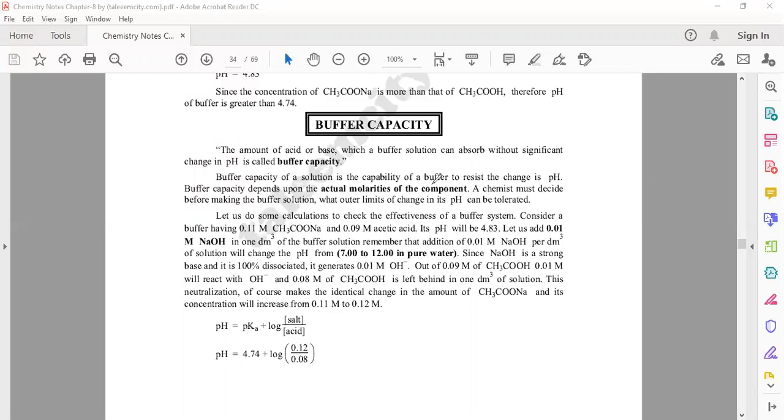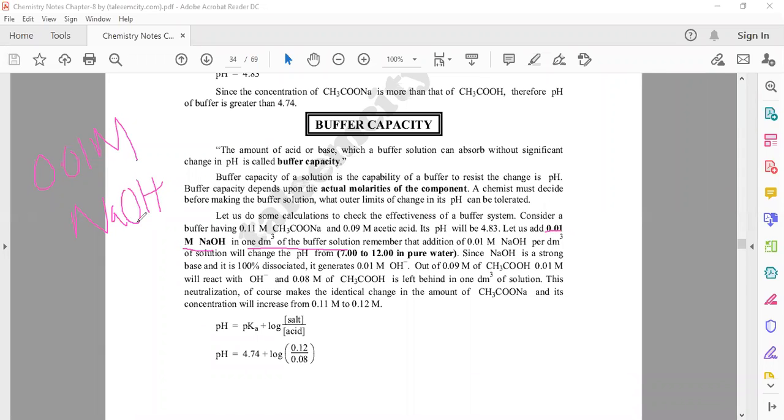So let's talk about how we can calculate the capacity of the buffer. For example, we are adding 0.01 molar NaOH to 1 dm cube of the buffer solution. We are adding it externally, from the outside. As we know, NaOH is a very strong base.